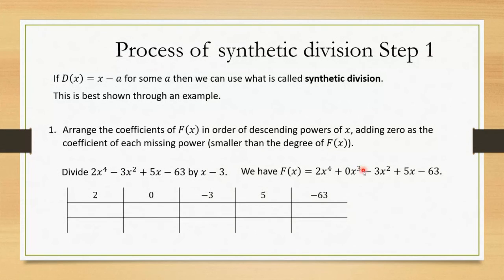Now, what I'm doing next is making this grid. Each column corresponds to a coefficient. So 0 corresponds to this 0. -3 corresponds to this here. 5 corresponds to 5. Minus 63 corresponds to this. So you do have to use 0 for missing terms here. All right. Good.